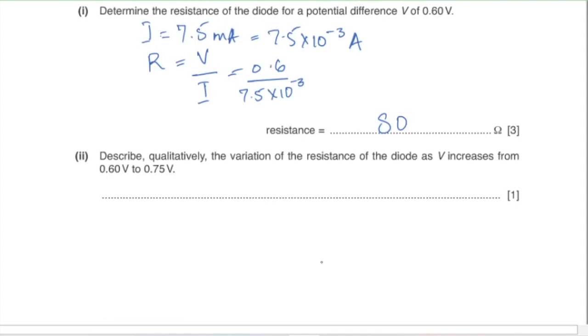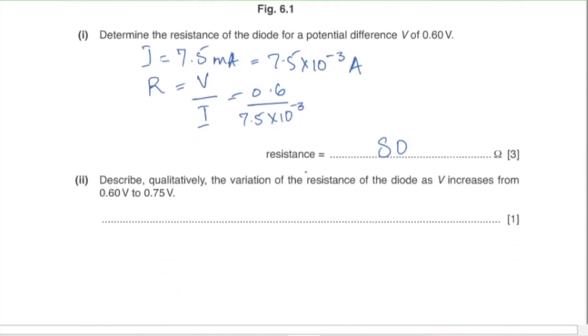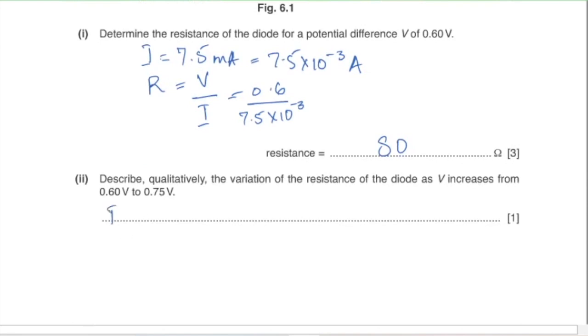Part 2, describe qualitatively the variation of the resistance of the diode as V increases from 0.6 volts to 0.75 volts. Now, when you start taking the gradient on this graph of diode, which is not an ohmic conductor, you'll see that your gradient starts to decrease. So I can say that resistance decreases because gradient of this graph gives you nothing but resistance.